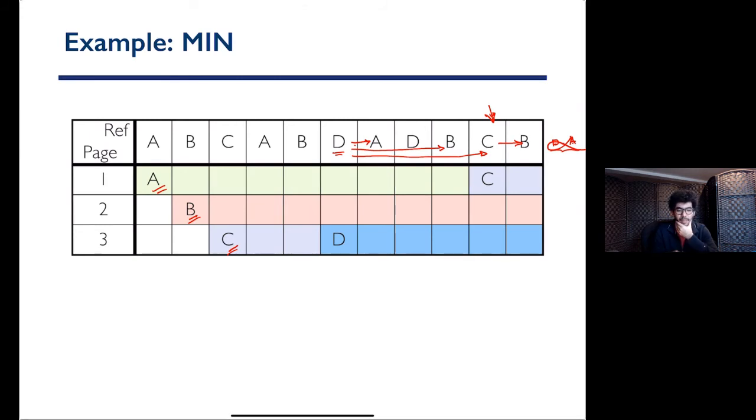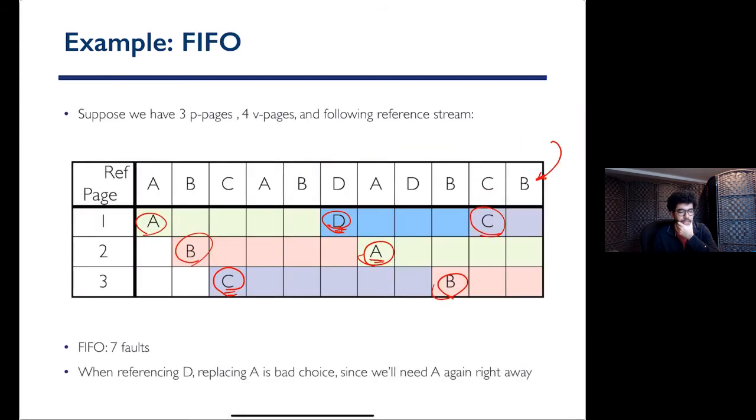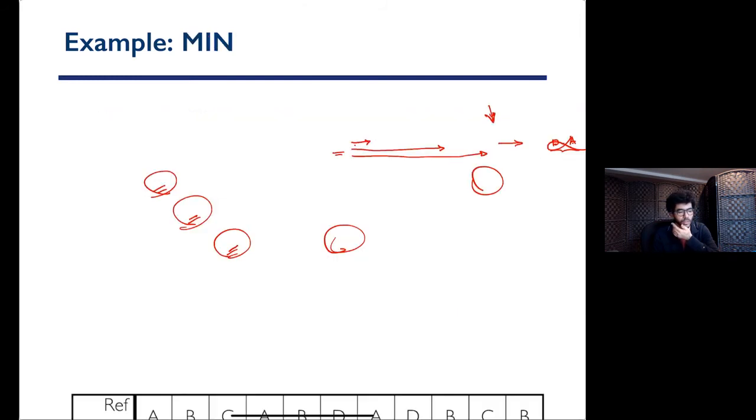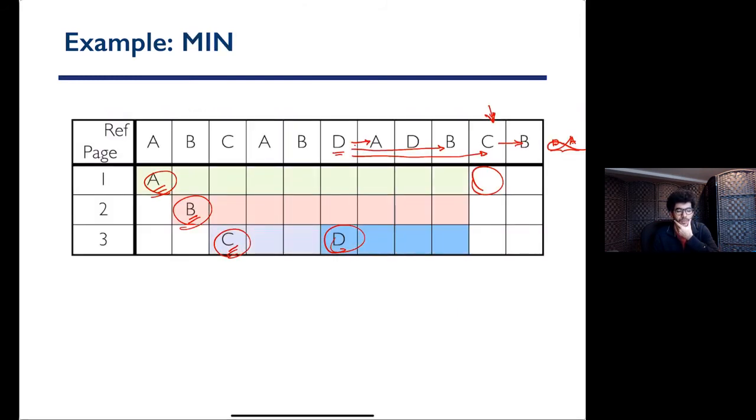So for this, the same example as the previous one where I had 7 page faults, in this example I have 5. Was it 7? How many was it? Yeah, 7. So with FIFO, we got 7 page faults. With MIN, we got 5. And this is the best you can do for this.